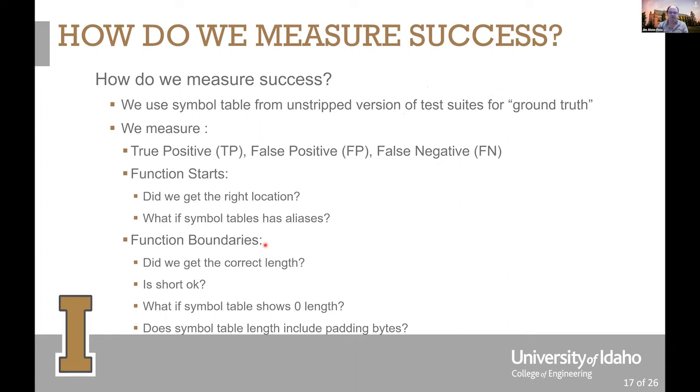What if the symbol table shows 0 length? Built-in functions don't have a specified length, so we've never matched the length. So we have to think about all that when we're doing our analysis. We have to think, what is the true ground truth?